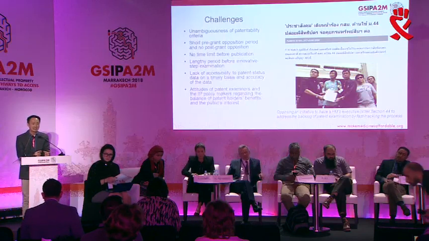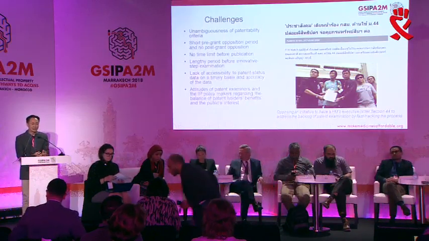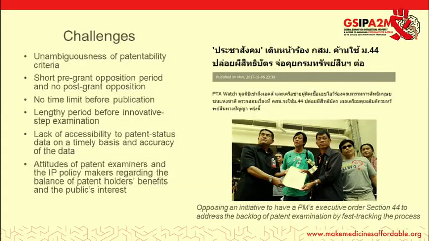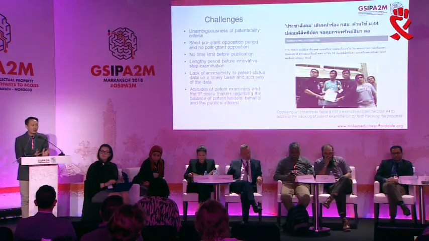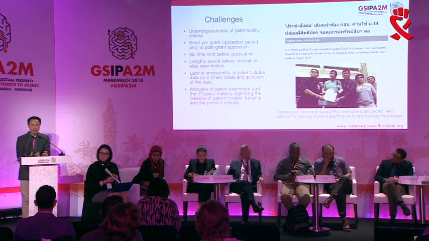Firstly, it's about the vagueness or ambiguity of the patentability criteria in our law. Even though we have the guideline, it still needs a lot of interpretation. And secondly, we have a very short pre-grant opposition period, 90 days, and we have no post-grant opposition and no time limit before the application as well.